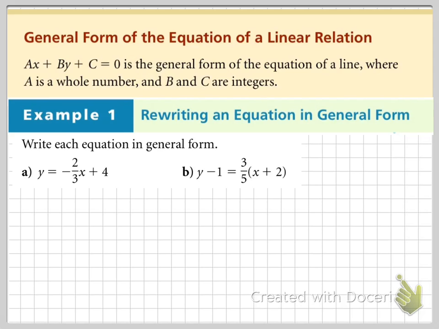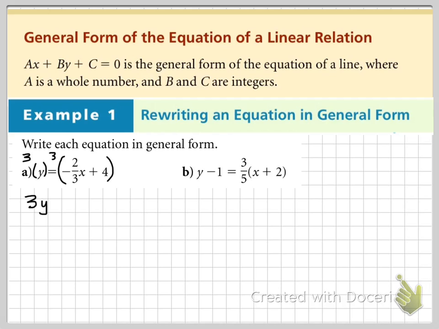Example 1, rewriting an equation in general form. To rewrite an equation in general form, we're going to take the two forms that you've learned already. On the left is our slope-y-intercept form of a line, and on the right we have the point-slope form, or slope-point form, as it's sometimes called. In the first equation, we have a fraction. The denominator is 3, so I want to times everything on both sides by 3. And that's going to leave you with 3y.